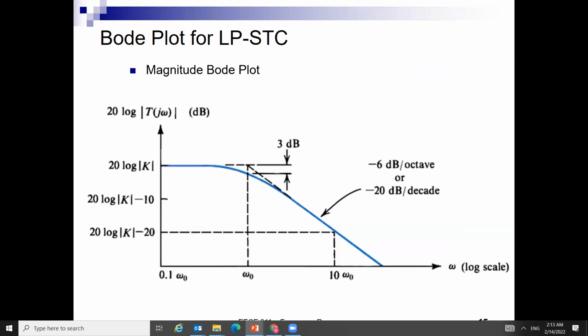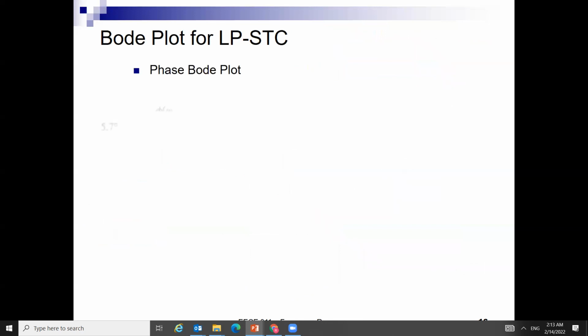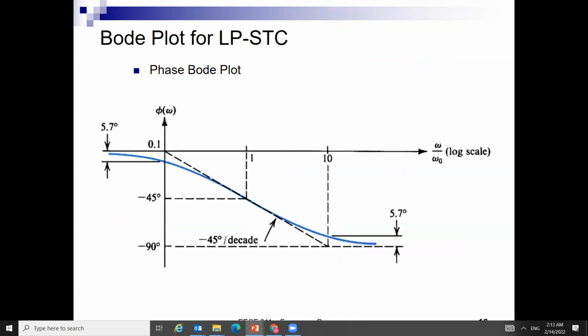Now, similar to the Bode plot magnitude, we also have a phase plot. Here they drew omega over omega 0. As we said, at 0.1 omega 0 the phase will be at 0, at 10 omega 0 the asymptotic plot will be at minus 90 degrees, and at omega 0 the phase will be minus 45 degrees. Here the line in blue is really showing us the exact curve, and they are showing us that there is some error in the asymptotic phase Bode plot.